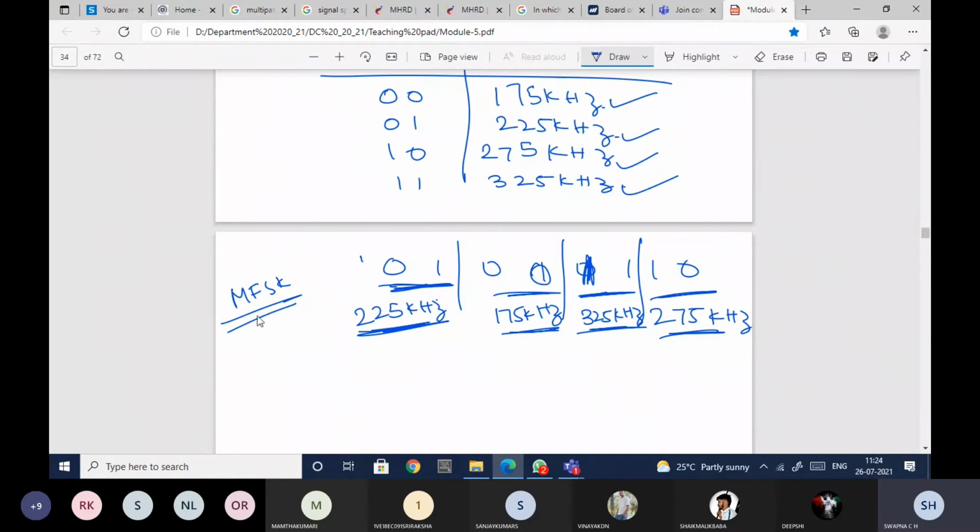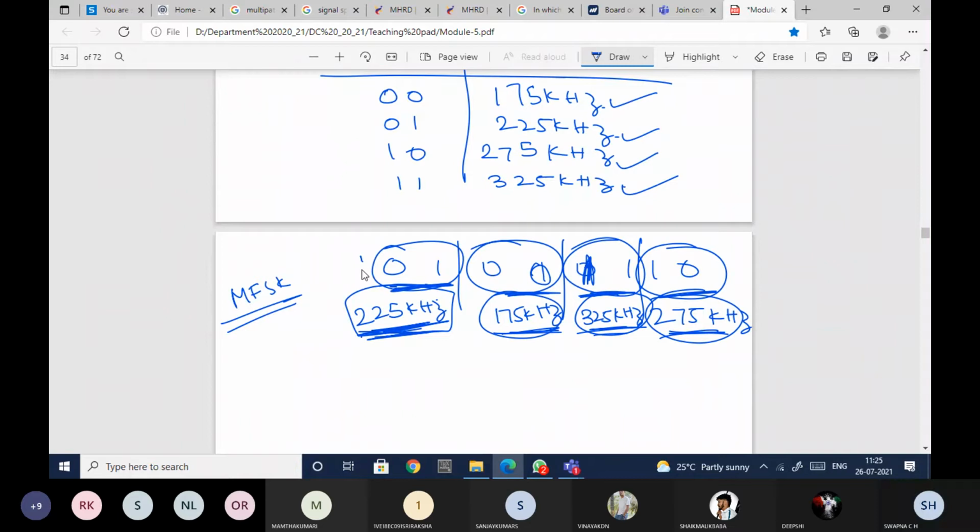So what will happen? The transmitter will transmit these signals. And the receiver, what does it have to do? It has to do the reverse operation, in the sense that for this frequency, this dibit should be obtained, and for each of these frequencies, the corresponding dibit should be obtained at the receiver end. That is how the MFSK transmitter and receiver will work.